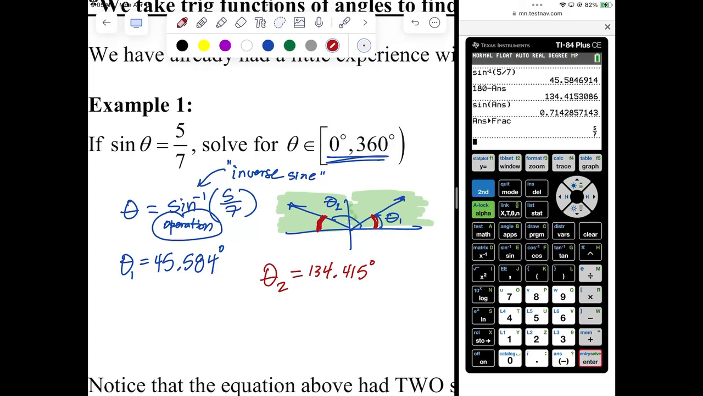Okay, the calculator knows which answer to give you. When your calculator was programmed as a function mode calculator, it was programmed to give one answer and one answer only, and it was told which answer to give you. So if we're talking about inverse sine the function, there's only one answer, 45.584. But if we want to know what are all the angles whose sine value is 5/7 between 0 and 360, now there's two answers, right?